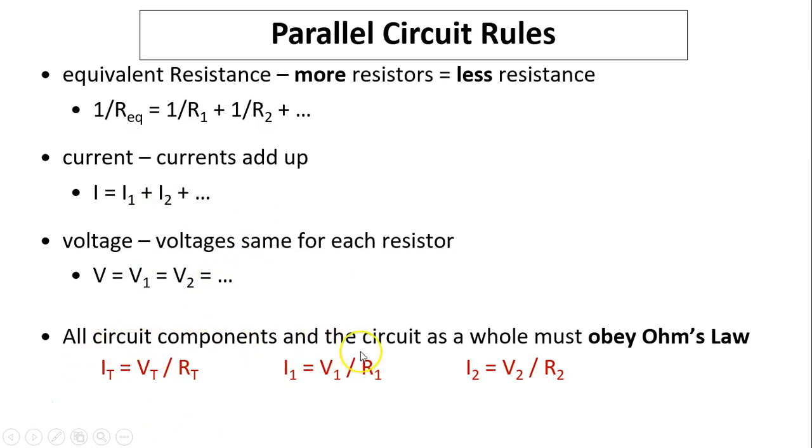So all the circuit components and the circuit as a whole must obey Ohm's law, which is I equals V over R, and R equals V over I, and V equals I times R, for each single component and for the total.